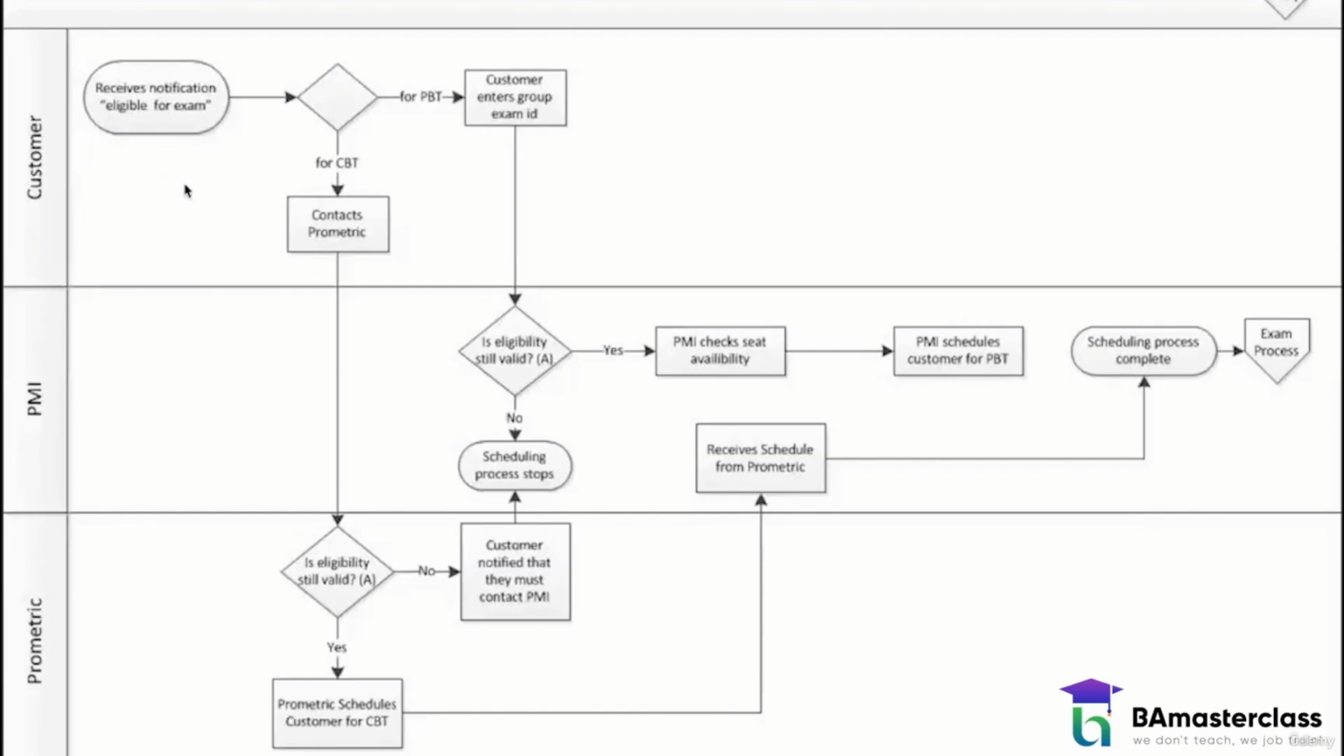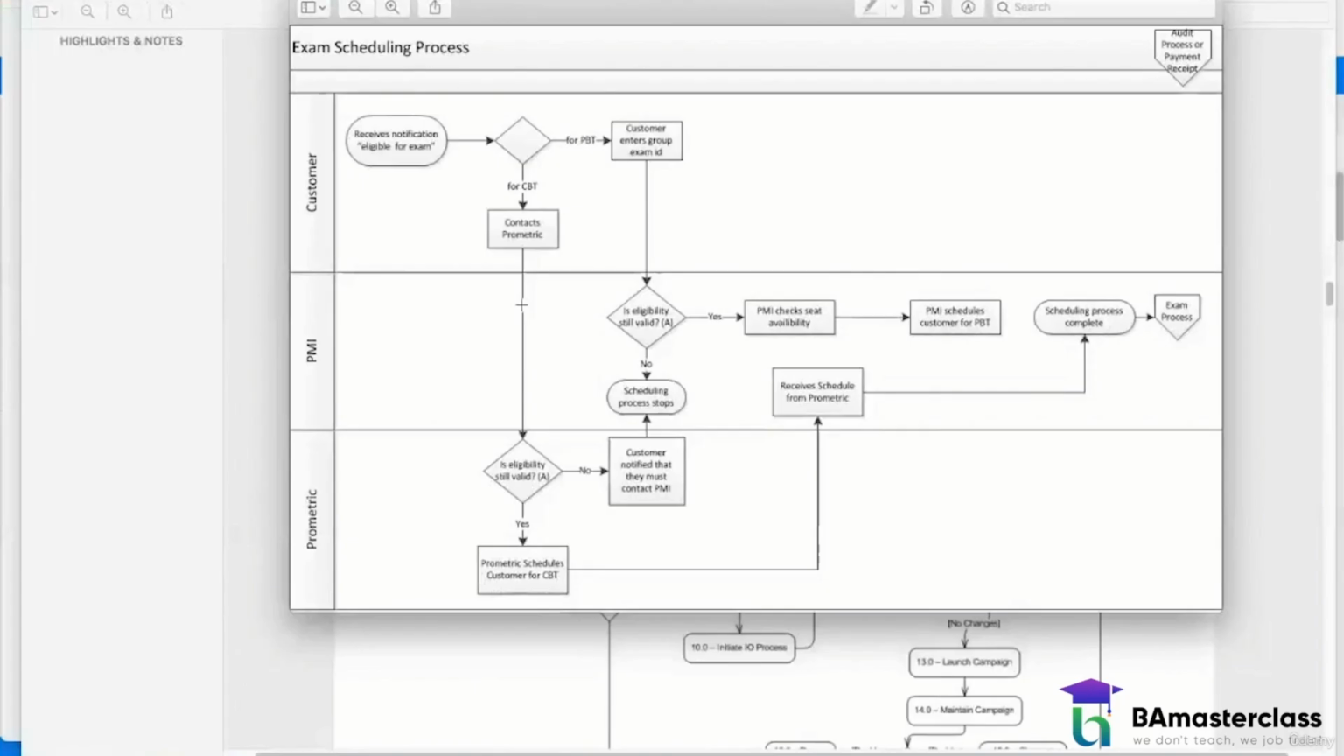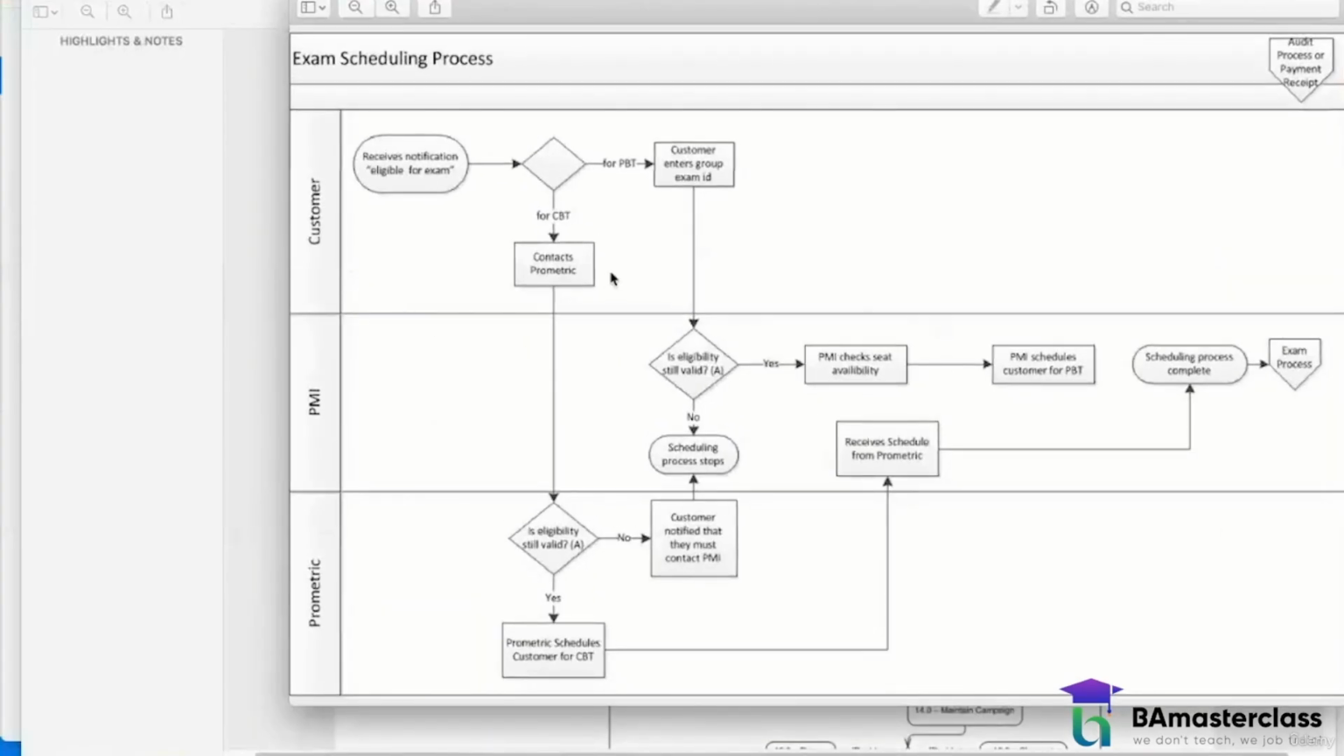There are actors identified. Super. So all I'm trying to do is divide the entire diagram based on the actor. So I'm saying any activity or any decision which is in this lane, customer is the actor for that. Any activity or decision in this lane, PMI is the actor for that. And Prometric is the actor for anything displayed in this. So this is a swim lane. It's not a very common thing that we always use swim lanes. It just complicates the diagram. But we may be using swim lanes to separate the activities and decisions by the actor.